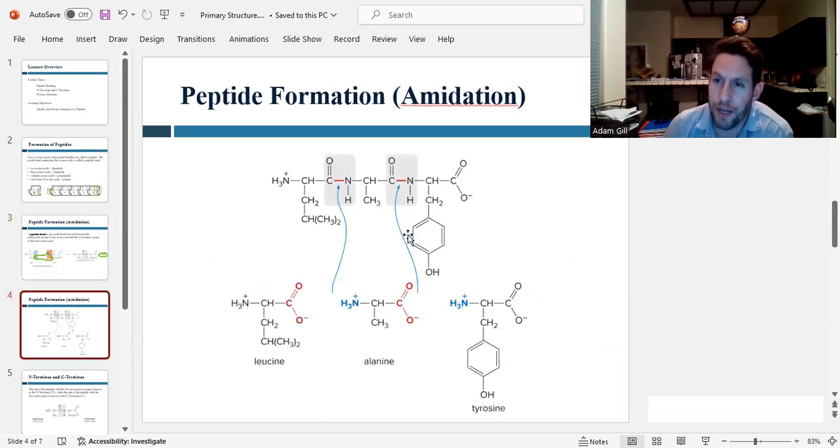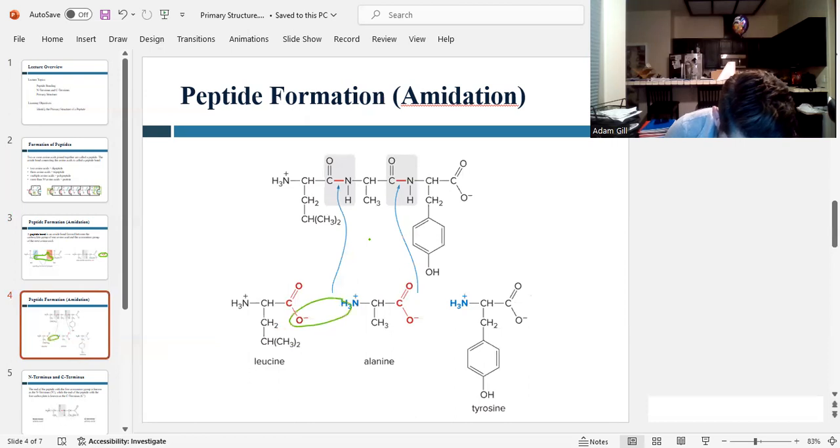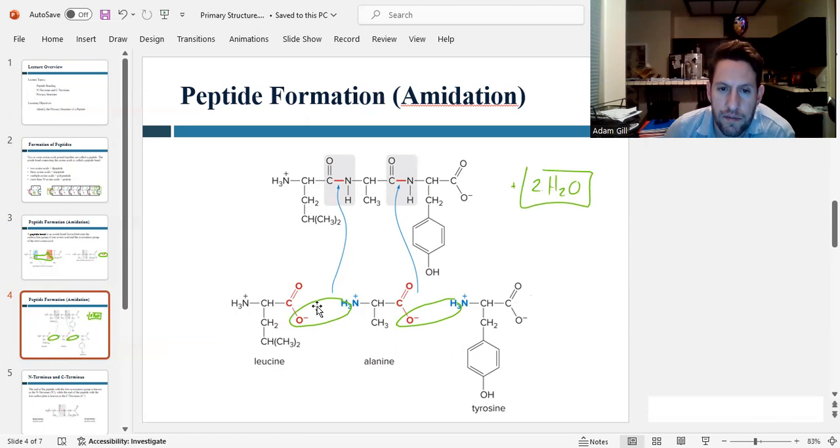Here's an example of a tripeptide. So you can take these three amino acids and we're going to connect them together. We're going to kick out our water here and here. So kick out a couple of those hydrogens and that oxygen as water. So we'll have plus two H2Os over here that got kicked out. And we are forming these peptide bonds. And so now we have a tripeptide made from three amino acids.